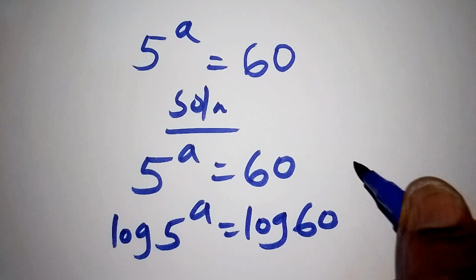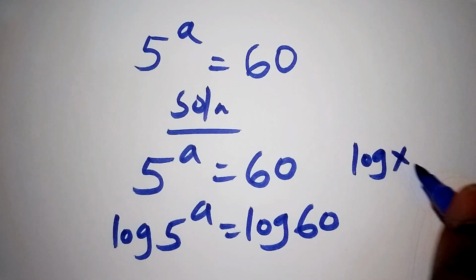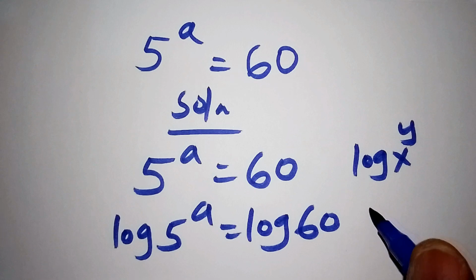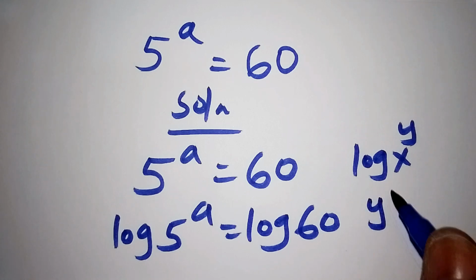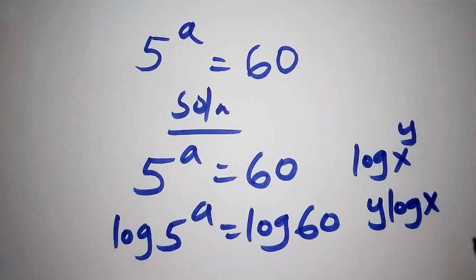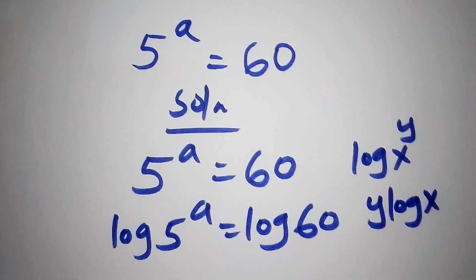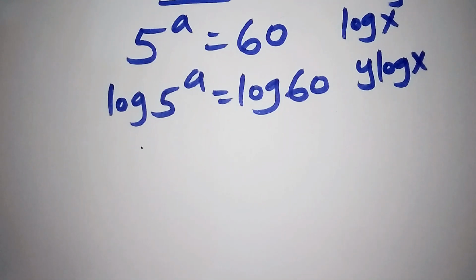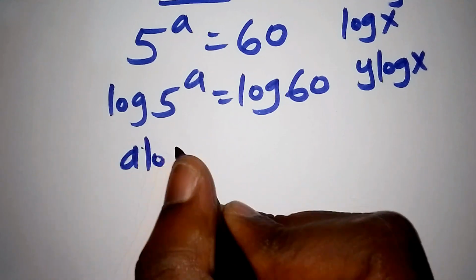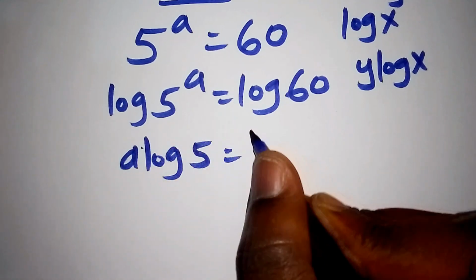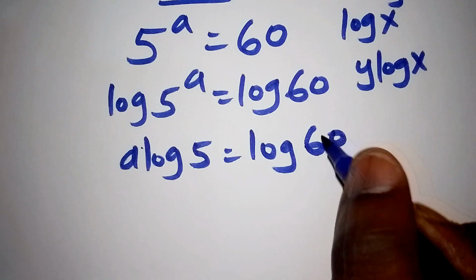The first thing: when you have the log of x to the power of y, this can also be written as y times the log of x. So the log of 5 to the power of a, we can now write as a times the log of 5, is equal to the log of 60.